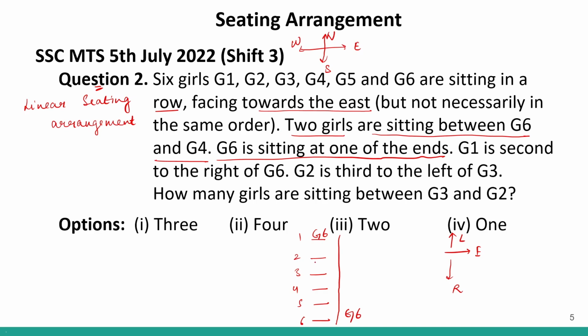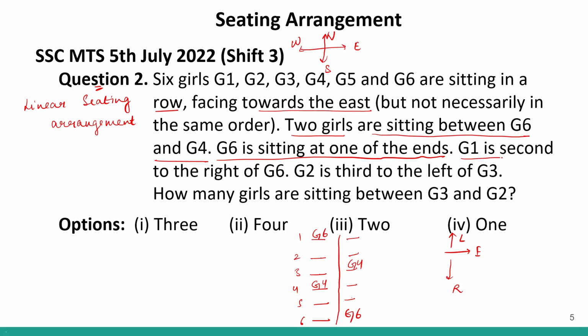So if G6 is over here, 1, 2, we will have G4 over here. Similarly, if G6 is over here, 1, 2, we will have G4 at the third position. So two possibilities are being formed. We will take both the possibilities and keep solving the question until and unless one possibility is eliminated.